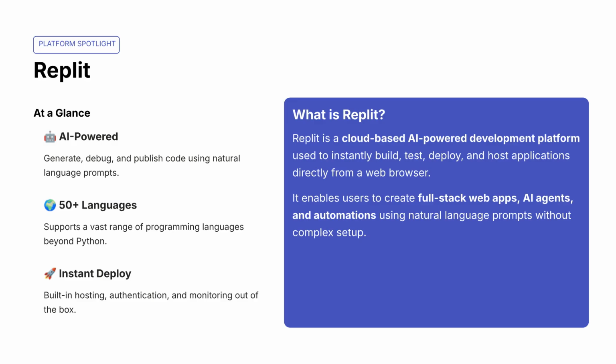Next, Replit. And this one's a bit different. Colab is very notebook-focused, very data science-y. Replit is more of a full cloud IDE. You're writing actual application code here. Web apps, bots, APIs, automations.